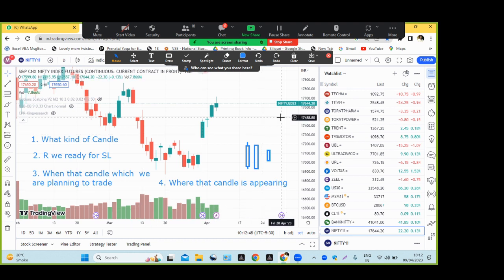What's the meaning of the third point? When that candle which we are planning to trade, I mean, this is not complete. What is the time? We can say at what time. Let me correct this one.